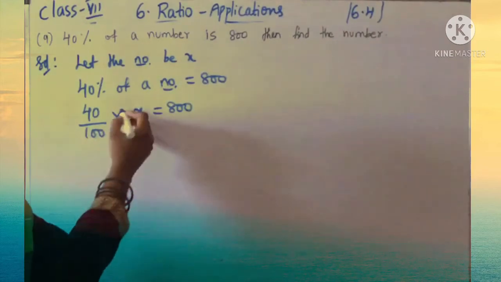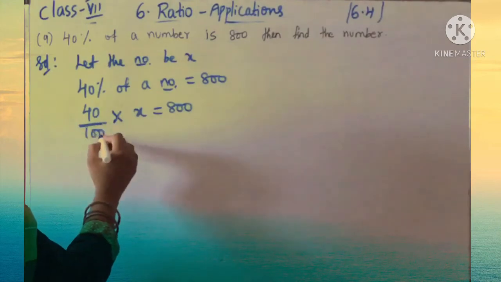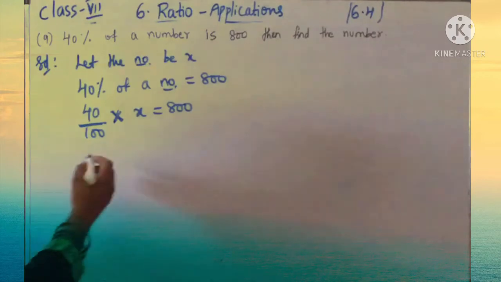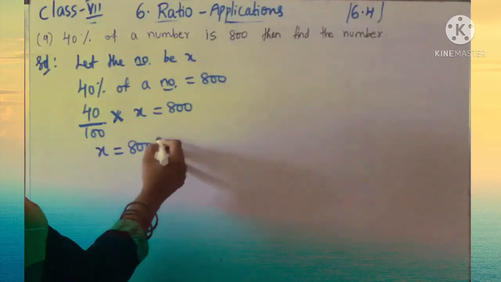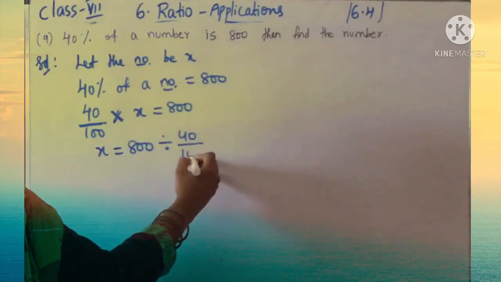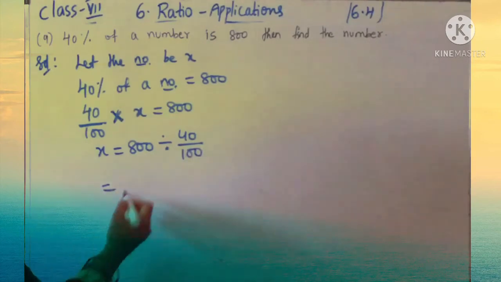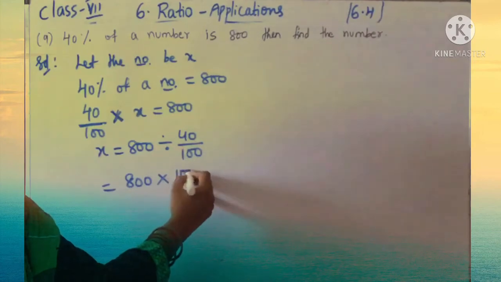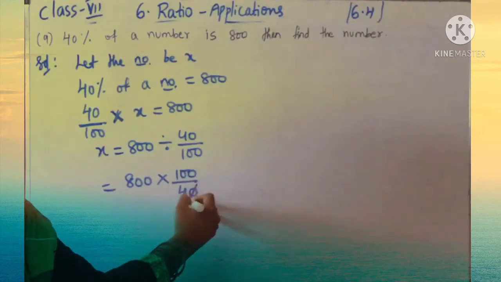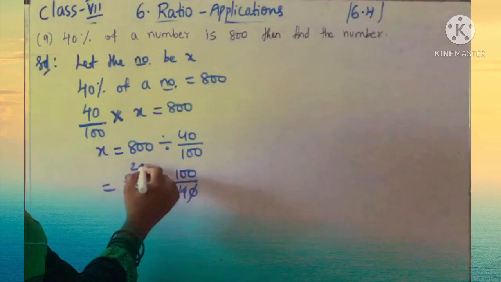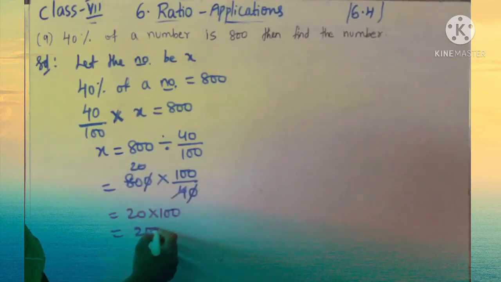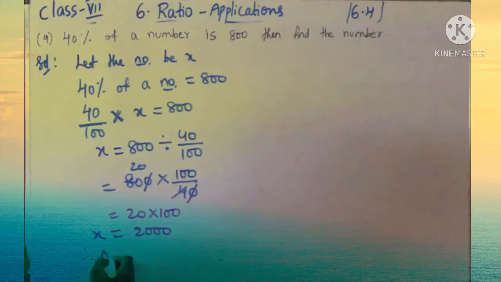Right. Now here we can take this 40 by 100 to the other side. It is under multiplication. When it is transposed to the other side, it will become division. So 800 divided by 40 by 100. So convert this division into multiplication by taking the reciprocal. So the reciprocal of 40 by 100 is 100 by 40. Here 0, 0, 4 1s are 4, 20s are. So when you do 20 into 100, you will get 2000. So x is 2000, that is, the number is nothing but 2000.